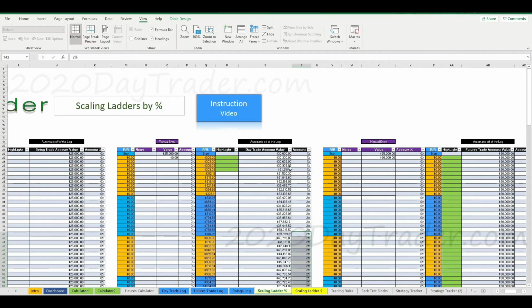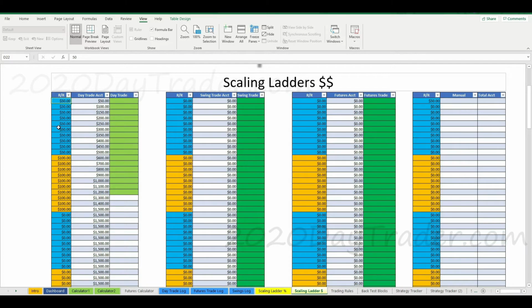Scaling ladder. So if I know I want to risk 1% of my account, then I'm going to scale up to 2%, etc. This automatically fills in green to tell me where I'm at based on what's going on in the log. So right now I'm risking $312 for my next trade. If I have a loser, it's going to go back down. And if I have winners, it's going to keep on growing and let me know when I can get to the next level. I can also do that in dollars if I don't want to do that in percent. And I just fill in whatever that is.